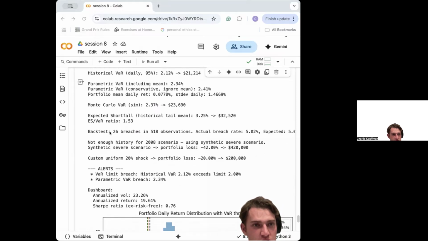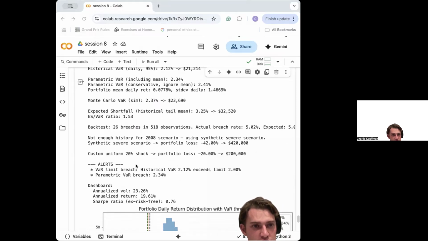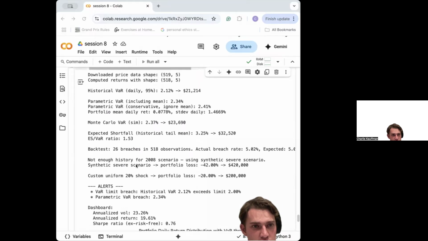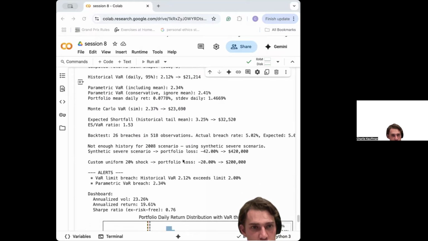So then moving on, back to this, our stress test results. Looking at the first one, the historical scenario, which is an example of a 2008-style crash or synthetic severe drop. This tells us in concrete terms what would happen if our current portfolio dropped like that, or if that event ever happened again, what our portfolio would look like.